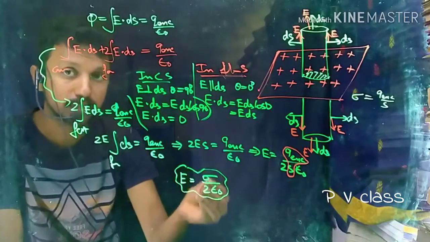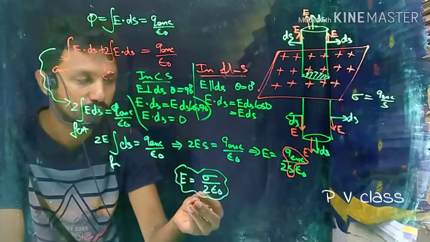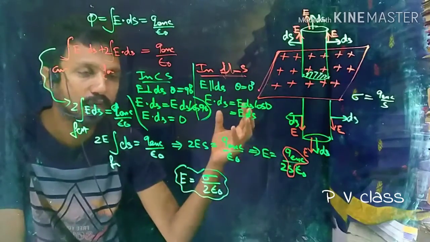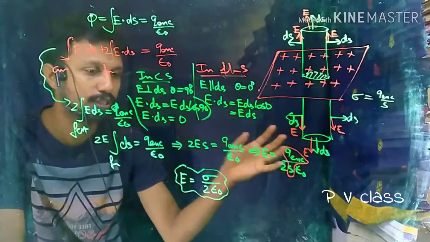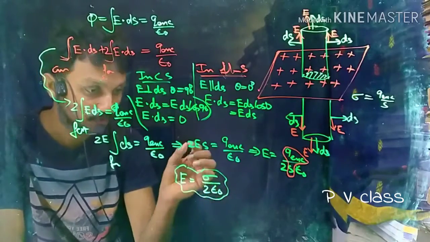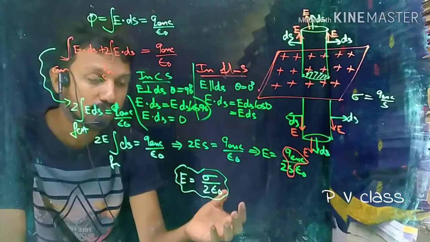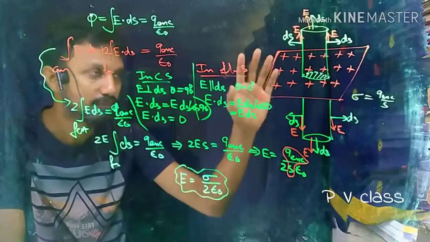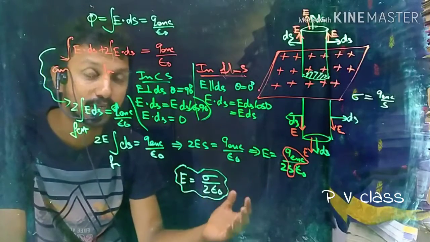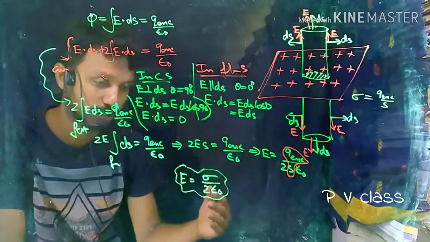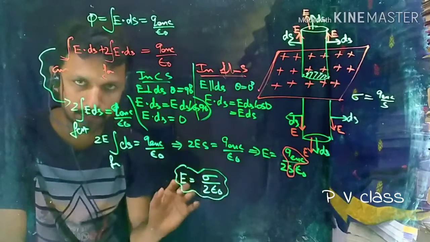Since it is expressed in terms of surface charge density, this expression can be used for a finite sheet or an infinite sheet. Whether it is a finite sheet or an infinite sheet, we could use this expression, and from this expression it is clear that electric field intensity is not depending on the distance from the sheet. If it is an infinite sheet, the electric field intensity is independent of the distance from the sheet. Electric field intensity is only depending upon the surface charge density. Clear?